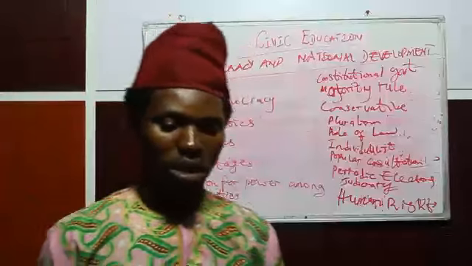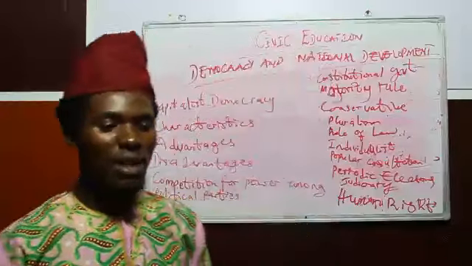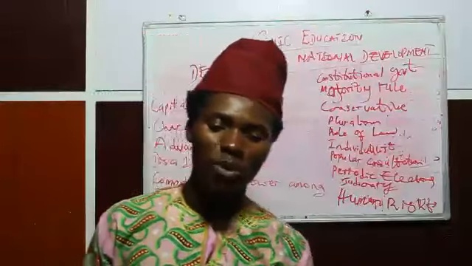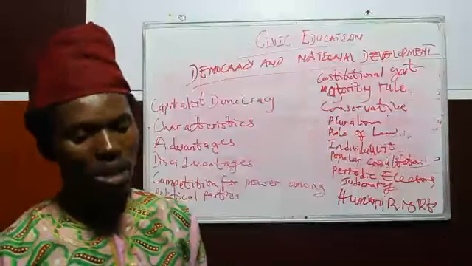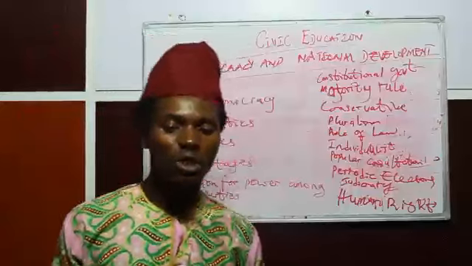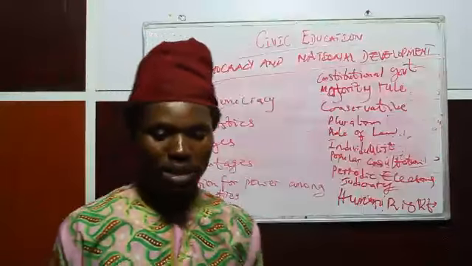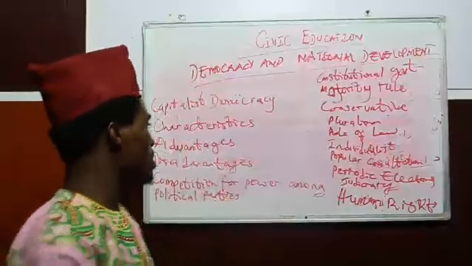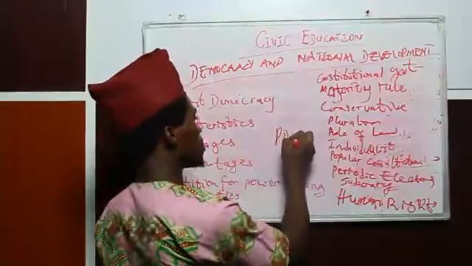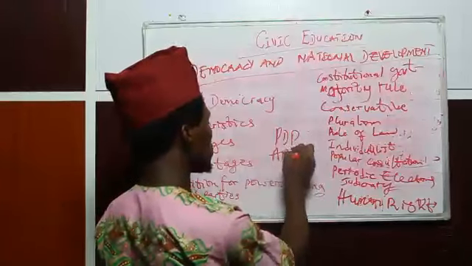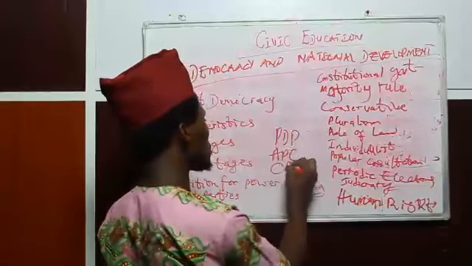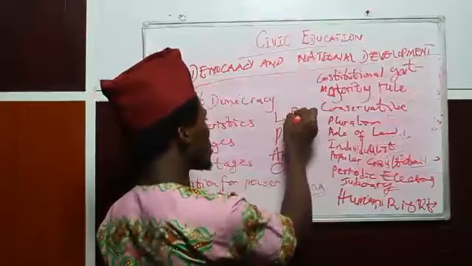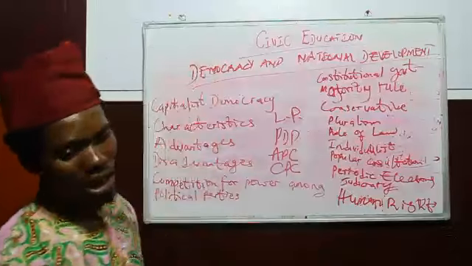But first, we have to take note that a political party is an organized group of people who share common political ideologies, beliefs, and interests, and who are seeking to win elections and control the power machinery of government. Of course, the PDPs, the APCs, the CPCs, the Labour parties, and so on and so forth fall under this category.